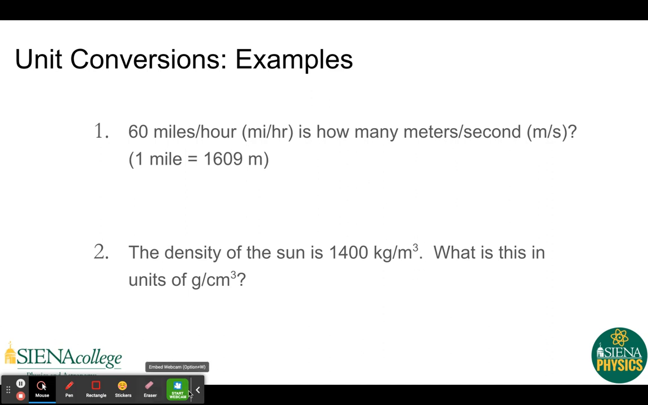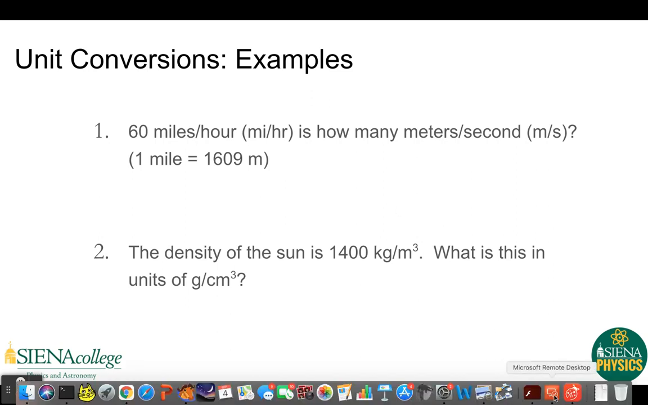Okay, so let's start with a unit conversion. We're going to do 2 examples here. One is going from miles per hour into meters per second. I'm going to turn on my camera here in a second, but we want to do 60 miles per hour, and we want to convert that into meters per second. And we're given that 1 mile is 1609 meters. So let's switch to the camera.